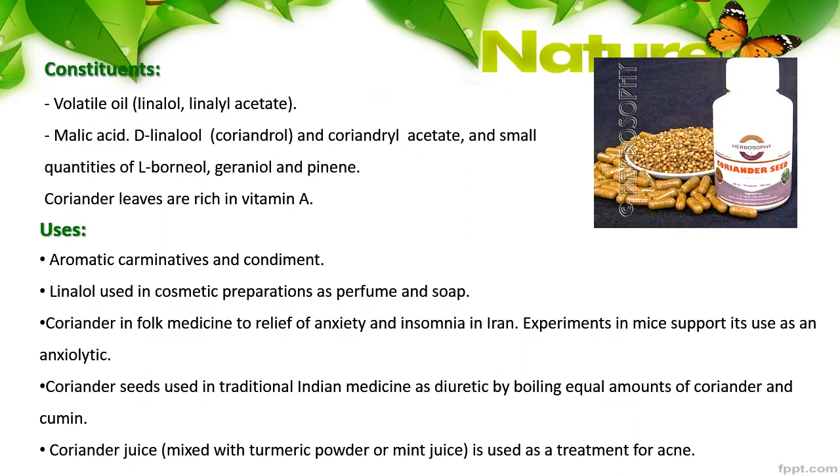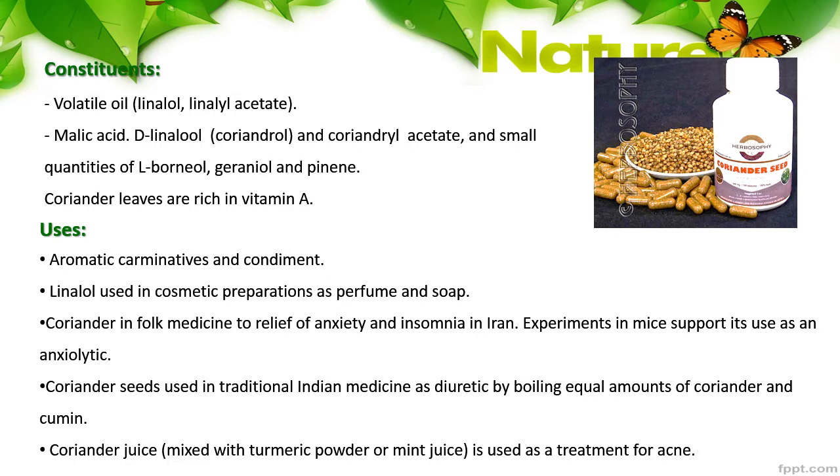Active constituents include volatile oil containing linalool and linalyl acetate, and some organic acids such as malic acid. The D-linalool in the volatile oil of coriander is known also as coriandrol, and there is coriandryl acetate, small amounts of L-borneol, geraniol, and pinene, and considerable amounts of vitamin A. It is used as aromatic carminative and condiment. The linalool is used in cosmetic preparations, perfume preparations, and soaps.